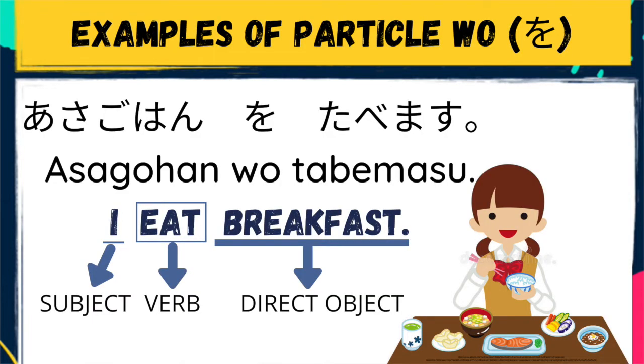So, direct object first, which is breakfast. Breakfast again is asagohan. Second is your particle wo. And last is your verb, to eat. To eat again in Japanese is tabemasu. So, asagohan wo tabemasu. So, let's have another example.